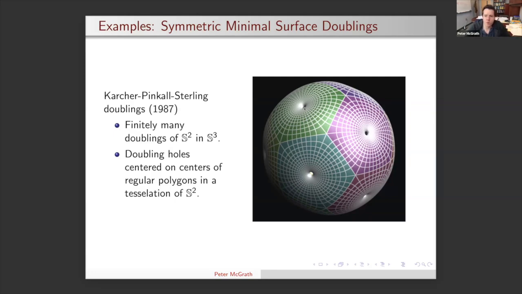And then what one can do is choose to put doubling holes on the centers or the vertices of this tessellation of S2. And so they construct 9 or 7, I think there's 7 maybe up to symmetry, examples that have dodecahedral or icosahedral or cubical or tetrahedral or octahedral symmetry. So there's this discrete family like that.